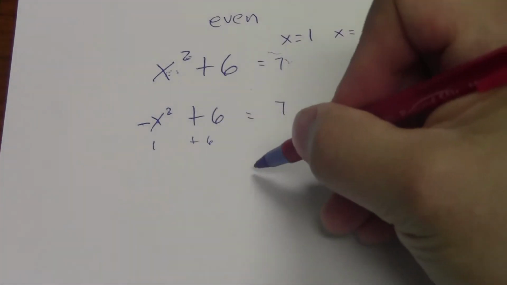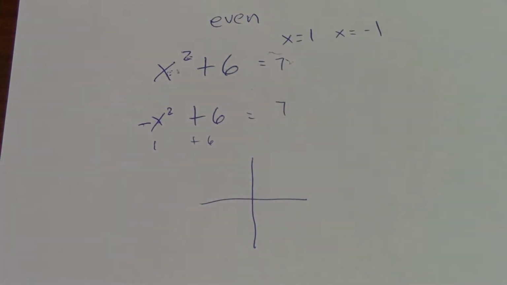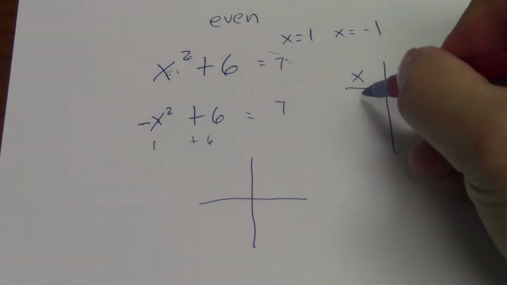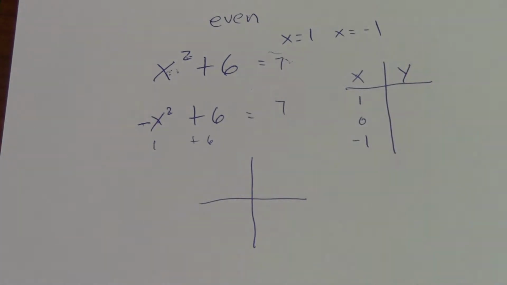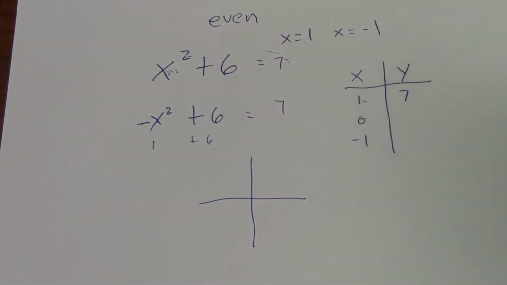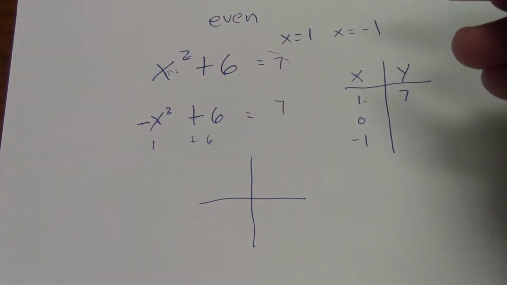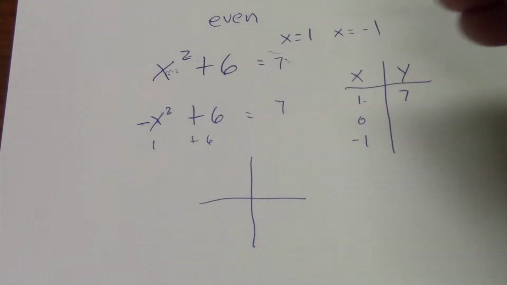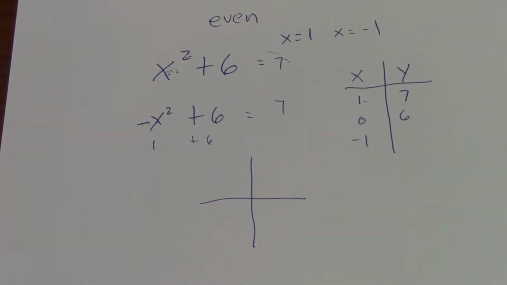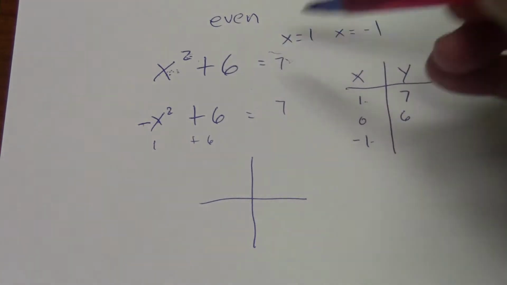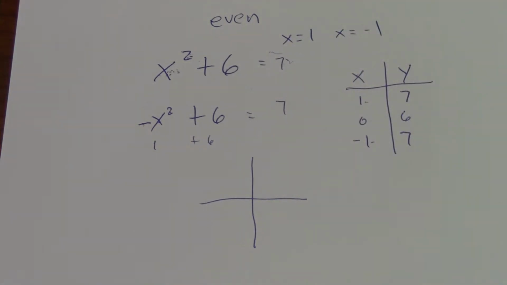But if I'm unsure, I can actually graph it. Let's make a little table here. So x equals 1, 0, and negative 1. We already said 1 squared plus 6 equals 7. And 0 squared plus 6 will give you 6. Let's try negative 1. Negative 1 squared will give you 1 plus 6 equals 7. That should be good enough.